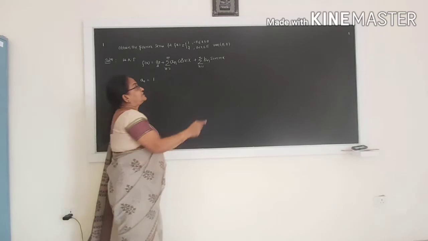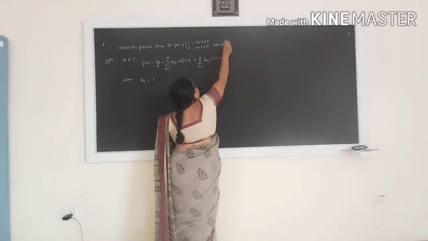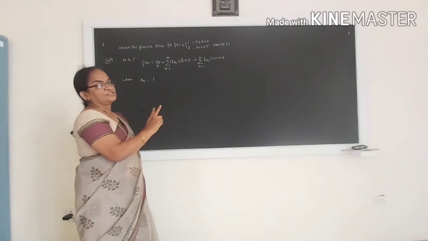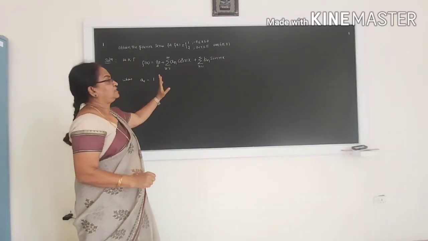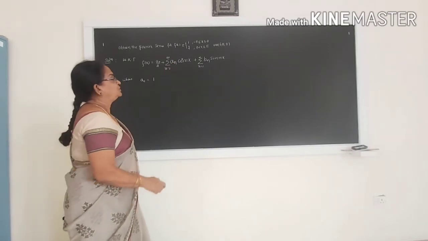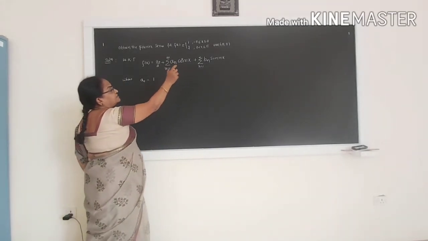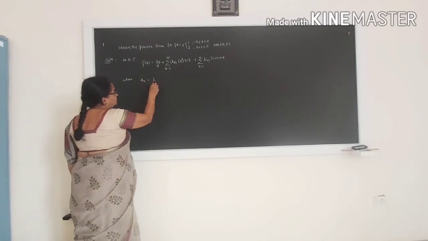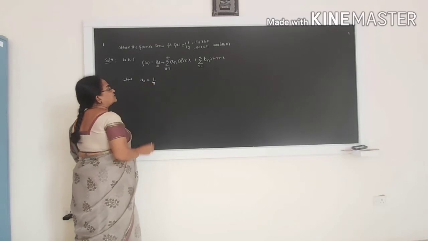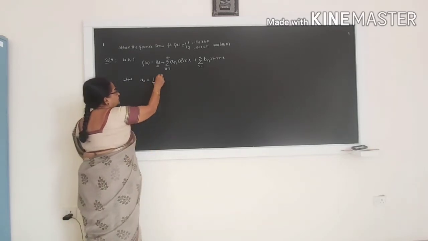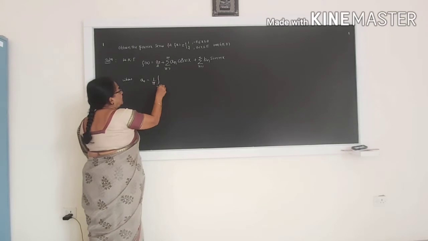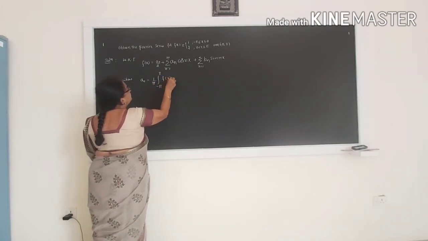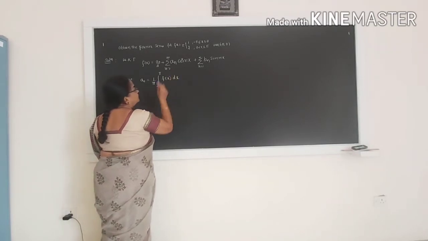You observe this, the interval is in between minus pi and pi. If it is in between a to a plus 2l, then we say that it is of length 2l, and l is said to be the length of the interval. Here in place of l, pi is present, therefore I write 1 by pi integral minus pi to pi f of x into dx.